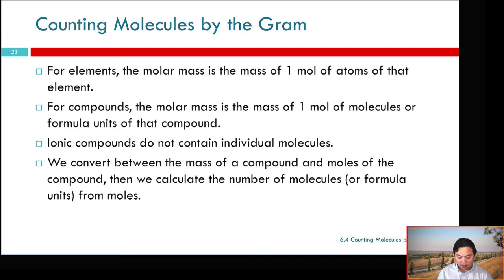So we count molecules by the gram. For elements, the molar mass is the mass of 1 mole of atoms of that element. For compounds, the molar mass is the mass of 1 mole of molecules, or formula units of that compound, if we're dealing with ionic compounds. In ionic compounds, we don't have individual molecules. Instead, we've got these mostly crystal lattices of repeating formula units. And so we talk about those in terms of a single formula unit. We can convert between the mass of a compound and the moles of the compound. Then we calculate the number of molecules, or formula units, from moles.